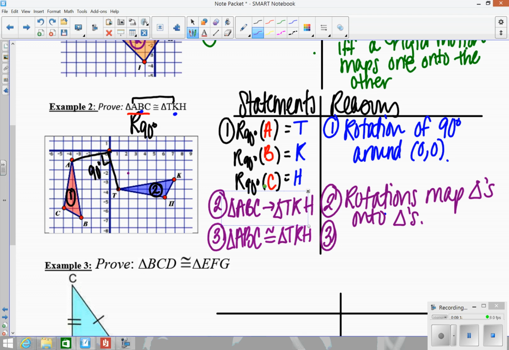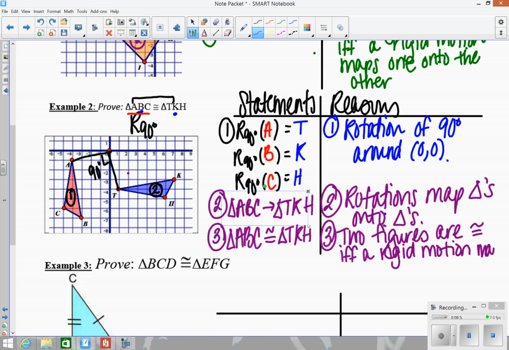So our reason for this: two figures are congruent if and only if a rigid motion maps one onto the other.